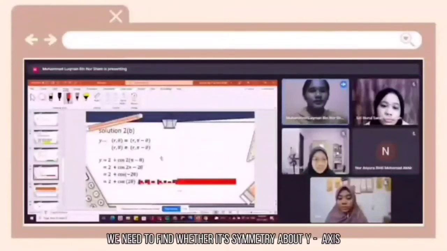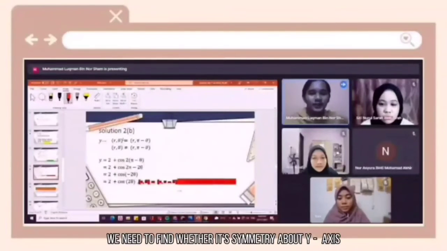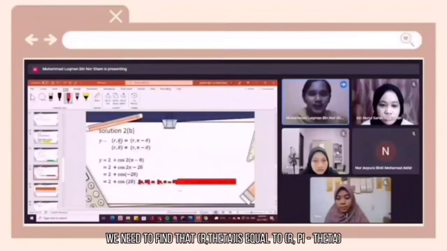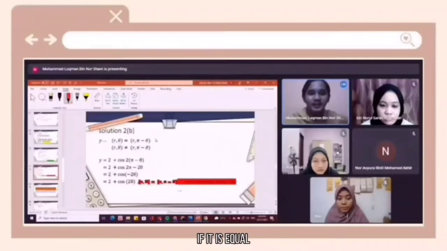Solution for 2b. We need to find whether it's symmetric about the y-axis. Therefore, when we use the given r, we need to check whether r of theta is equal to r of pi minus theta. If it's equal, therefore it is symmetric. If r of theta is not equal to r of pi minus theta, therefore it is not symmetric.